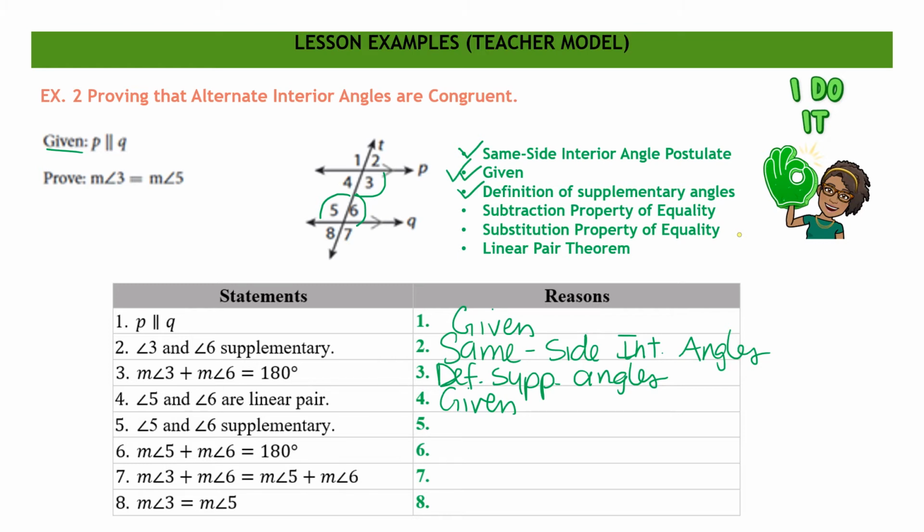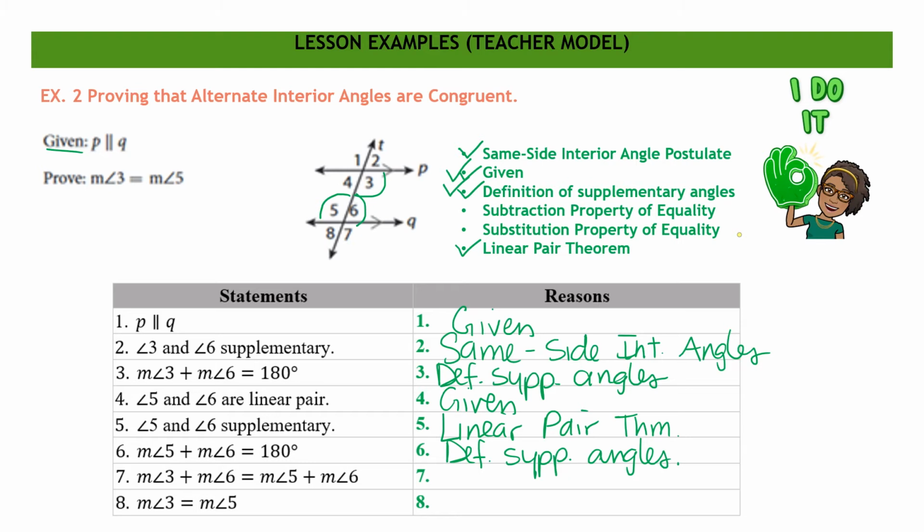Statement 5 says, angle 5 and angle 6 are supplementary. Well, we can see that that's clear as well because both of them are on the same line. And if we have two angles on the same line, we say that those two angles are called a linear pair. And that is the linear pair theorem, and that is stated here. Now, statement number 6 says the measure of angle 5 plus the measure of angle 6 equals 180 degrees. Well, if they are a linear pair, then that means that they have to be supplementary. So that is the definition of supplementary angles. So we've used that for a second time.